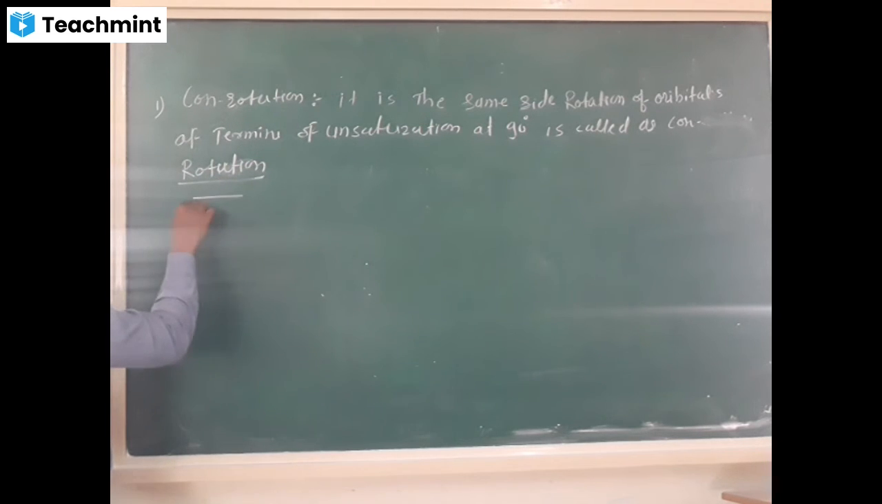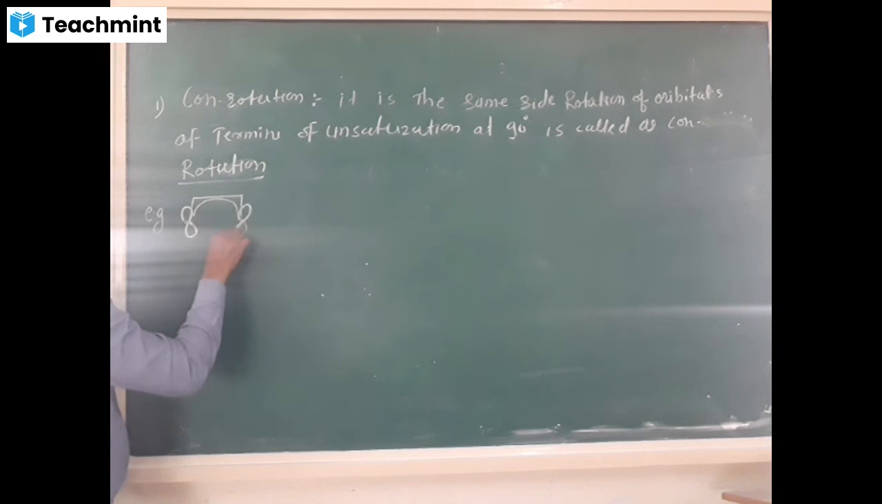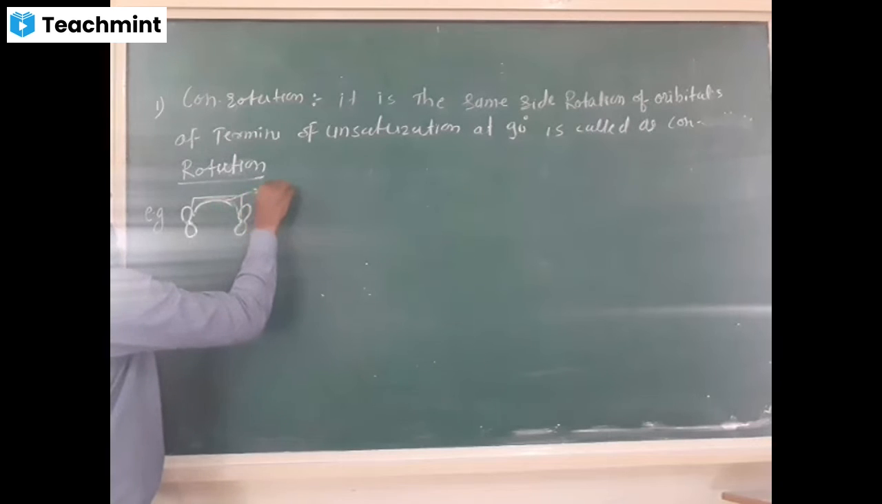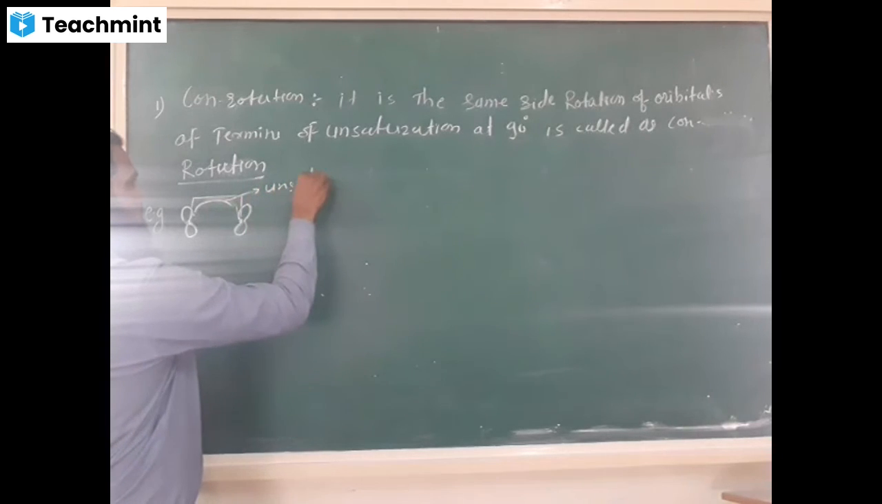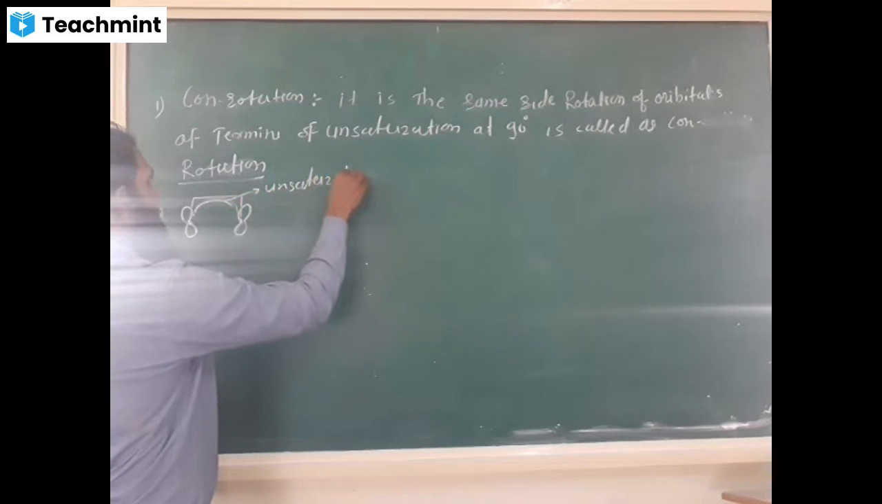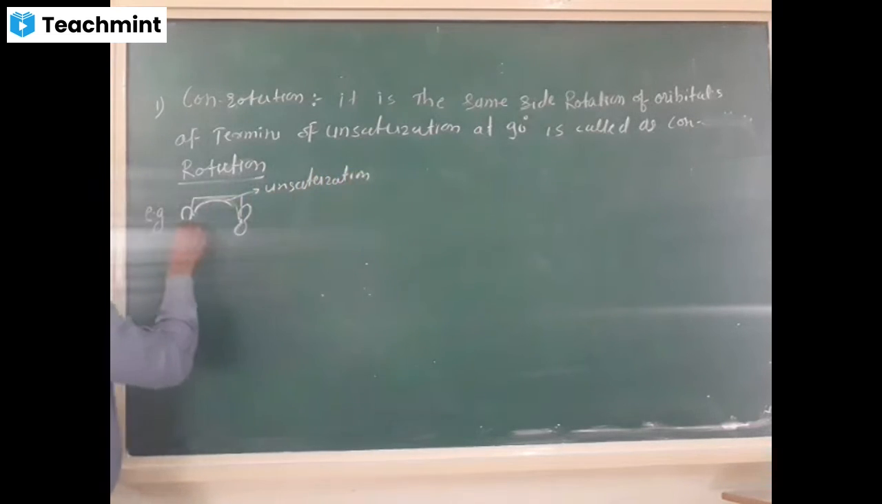For example, I will take one example over here. This is the unsaturated system. Suppose this is an unsaturated system having the lobes at the termini. With this orbital picture, they are having these two lobes at the termini of unsaturation. This is unsaturation and this is the termini of unsaturation.